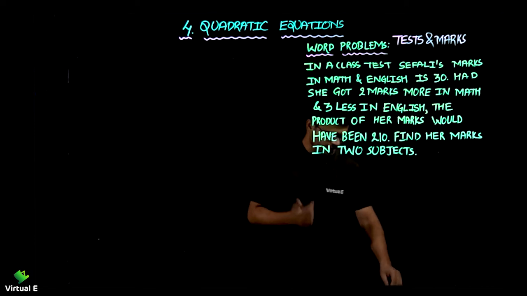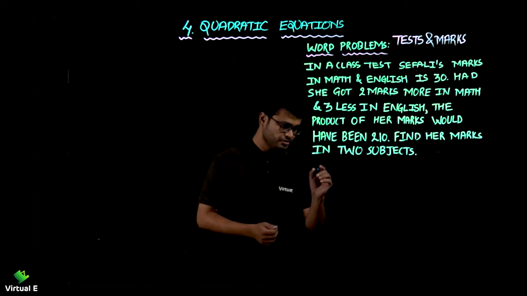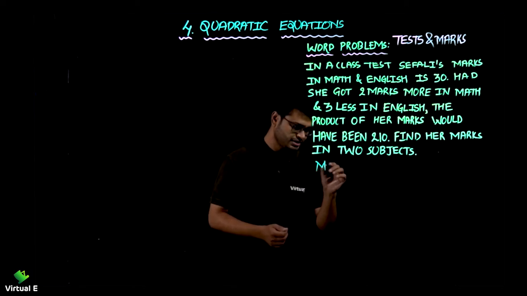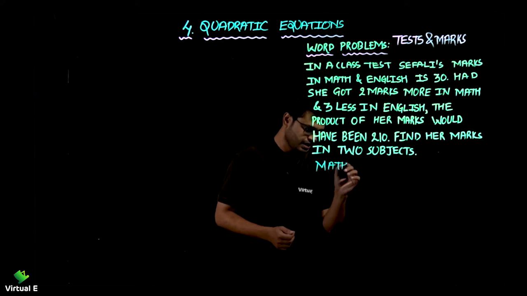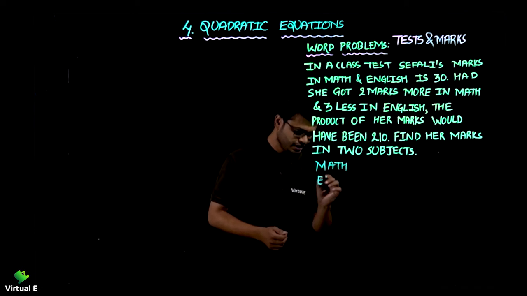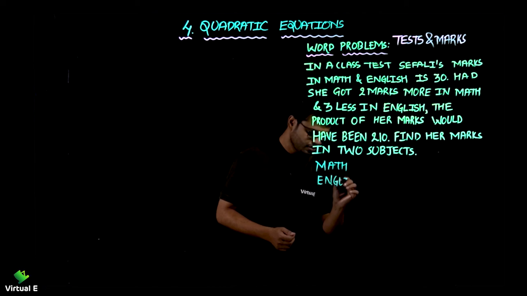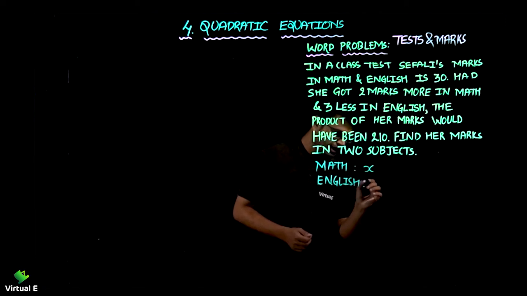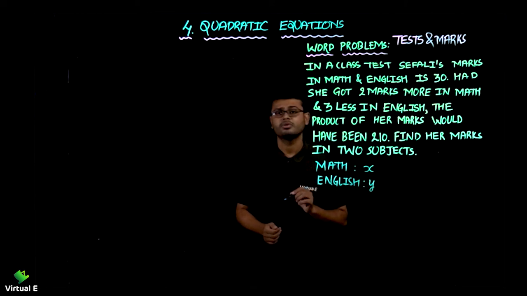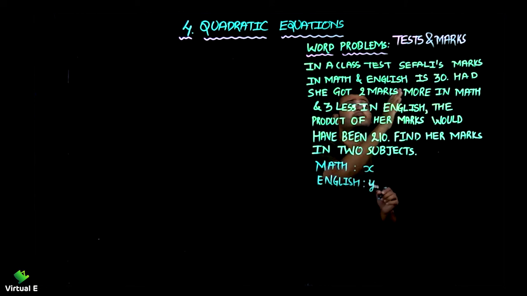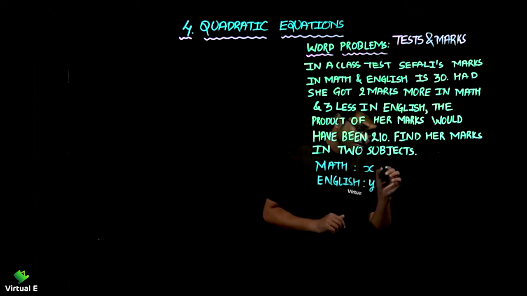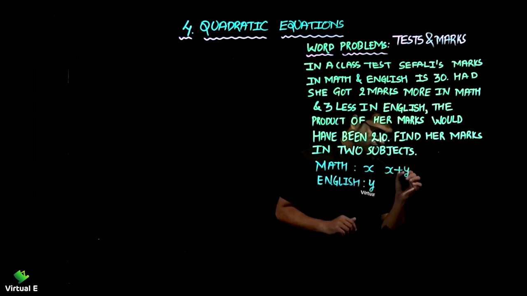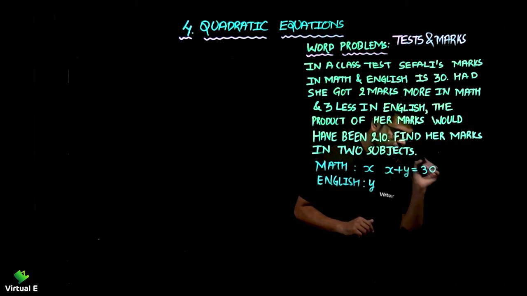Let's start writing from this point only. So let's say marks in mathematics and marks in English. Let me take this as X and English with Y. So what is the first equation I can form? Combine. If I combine, I'm going to get what? 30. So X plus Y is equal to 30.